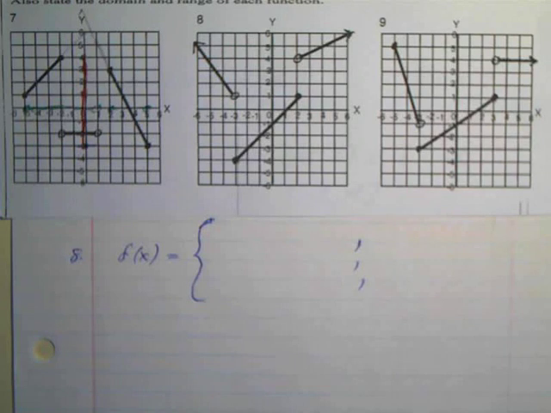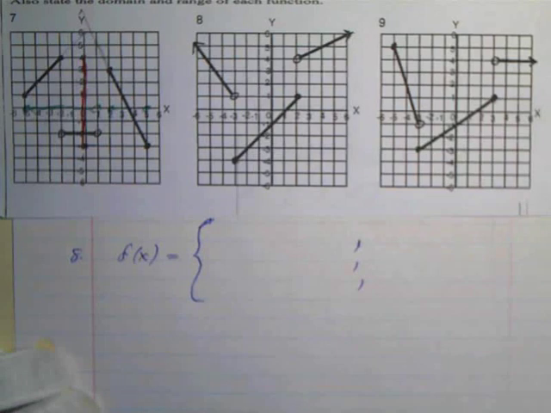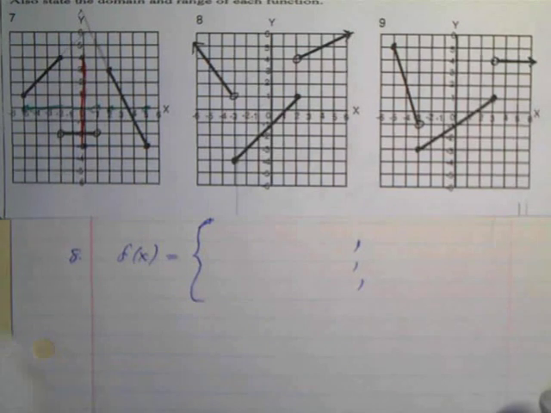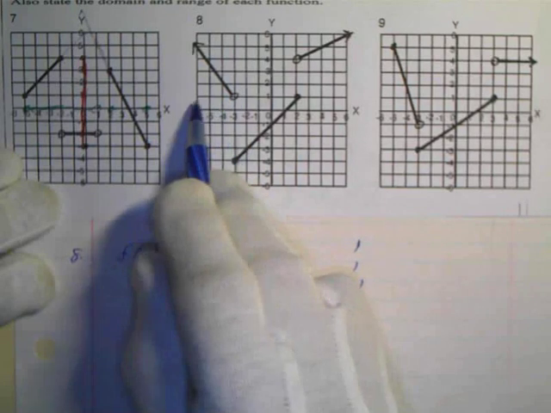Okay, here's another piecewise function to define from the graph. This is number 8. And I already wrote my form here, f of x equals, and then we set up to put our 3 domains because it's probably easier to put the domains first. So if I look at the first domain, it looks like x is going to be less than negative 3.